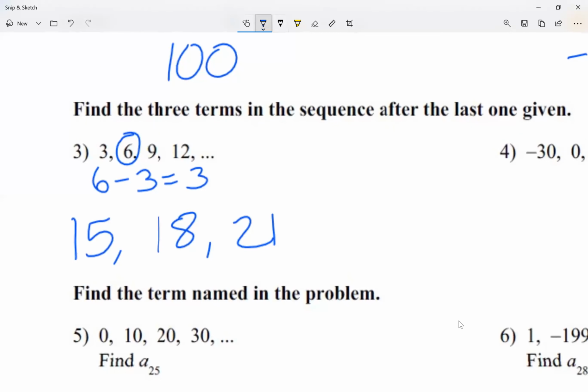Couple things I want to emphasize here. It's not just about numbers, but how we're going to type this in our homework. Notice how I put commas between the first and the second and third number. So I do have commas in there. One more thing I want to emphasize is there is a space after the comma. So 15 comma space, 18 comma space, and then 21. Make sure you don't forget the commas. Make sure you don't forget the space.